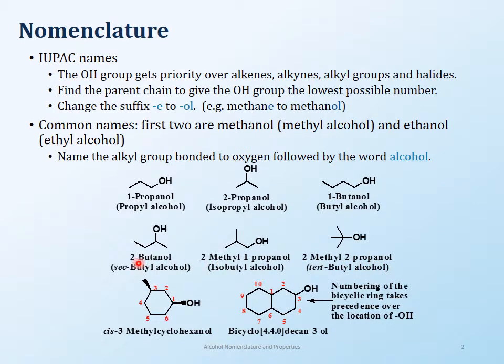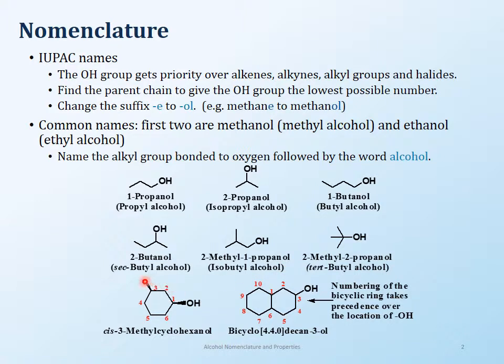So for example, sec-butyl is 2-butanol because here is the secondary carbon where the attachment was. And the isobutyl alcohol is 2-methyl-1-propanol. So here is your long chain, 1, 2, 3. And so on 1, you have the alcohol. On 2, you have the methyl group. And that's how this isobutyl alcohol becomes 2-methyl-1-propanol. And then the 2-methyl-2-propanol, that would be the tertiary butyl alcohol, which is also called T-butyl alcohol in short. Yeah, we have shorthand of shorthands.